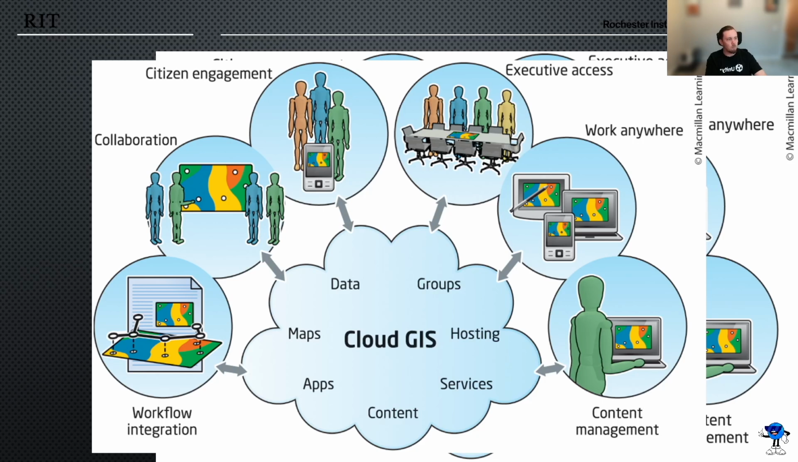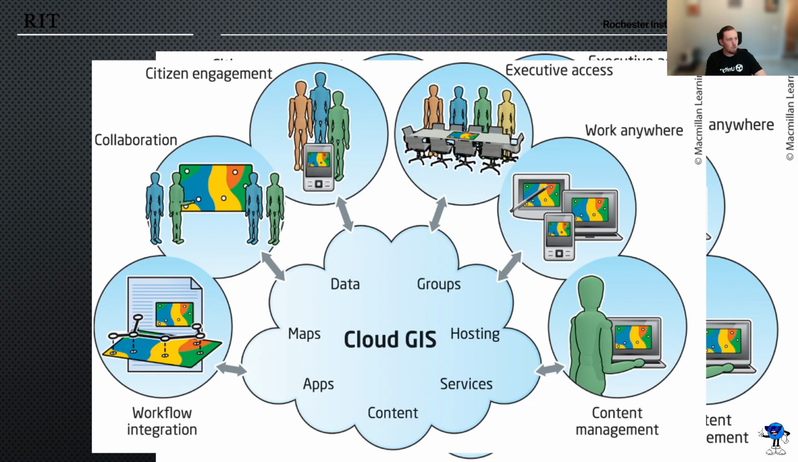Cloud GIS performs the following functions: data, groups, hosting, services, content, apps, maps, and data. Cloud GIS is used in the following applications: workflow integration, collaboration, citizen engagement, executive access, work anywhere, and content management.